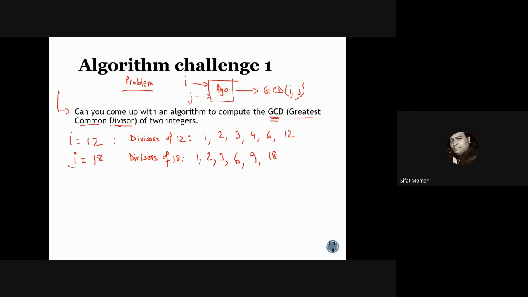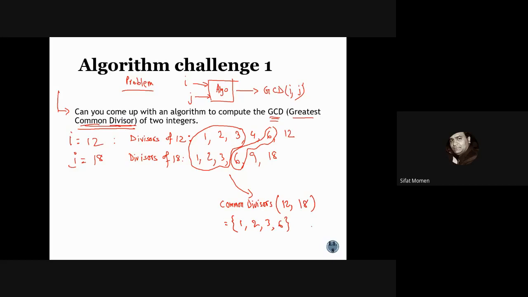So we found the divisors of 12 and 18. The next thing is to find the common divisors. If you look at the common divisors between 12 and 18, 1, 2, and 3 are common, as well as 6. Can you see that? So the common divisors of 12 and 18 include 1, 2, 3, and 6. Am I right, Nakina? Yes, sir.